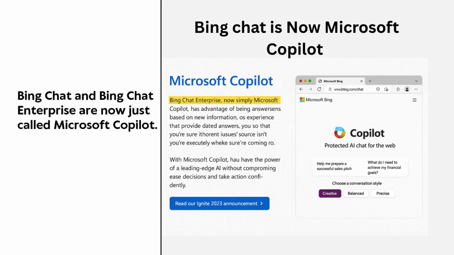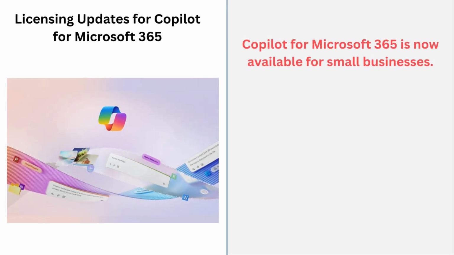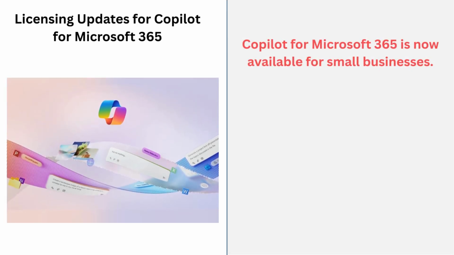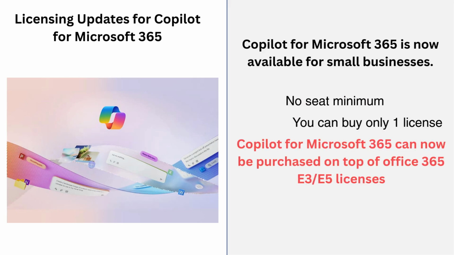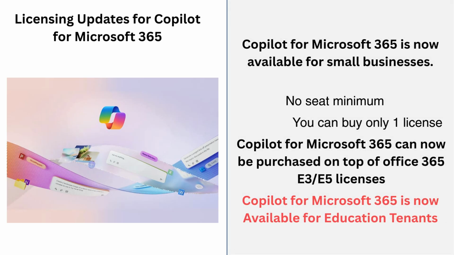Licensing updates for Copilot for Microsoft 365. Available for small businesses, you no longer need a minimum number of licenses. You can now buy just one if you want. Works with Office 365 E3 E5. You don't need a Microsoft 365 license anymore. Copilot can now be added to Office 365 E3 or E5 plans too. Now available for education tenants. Schools and educational institutions can now also use Copilot for Microsoft 365.